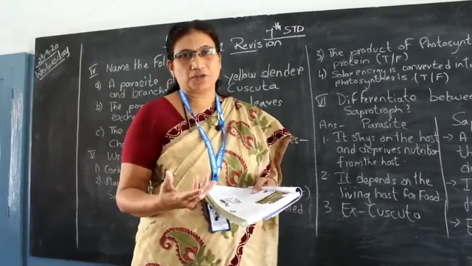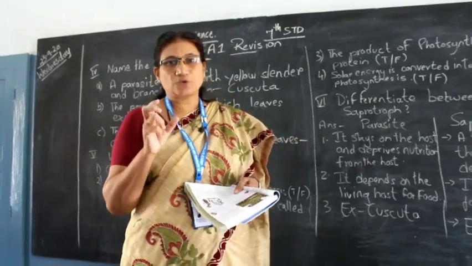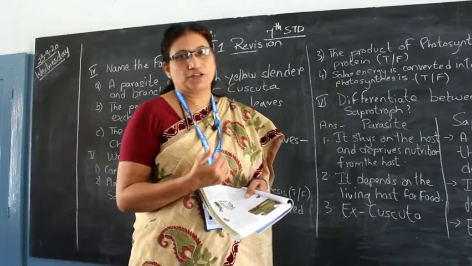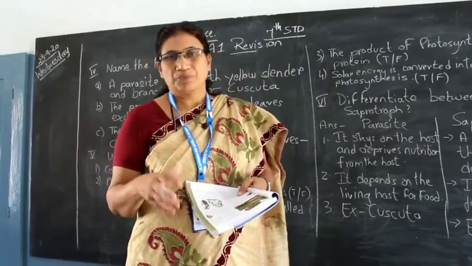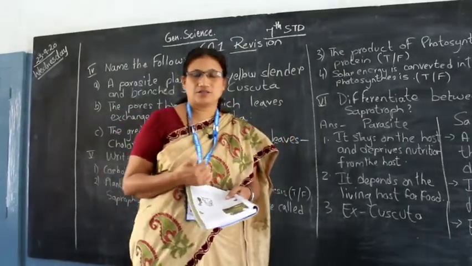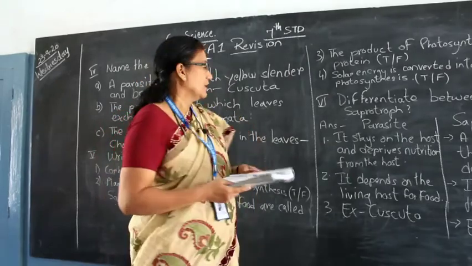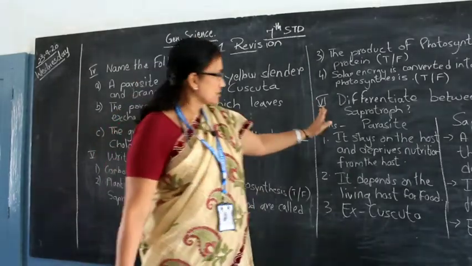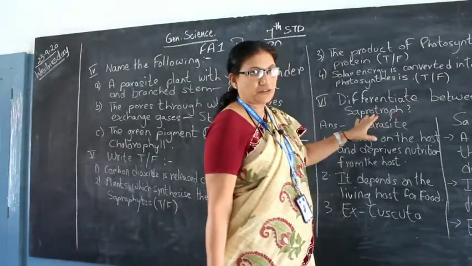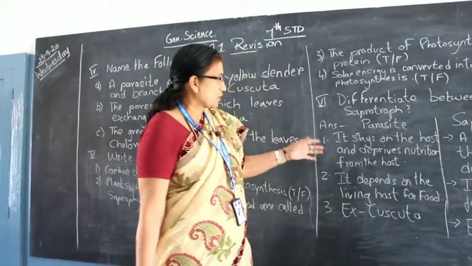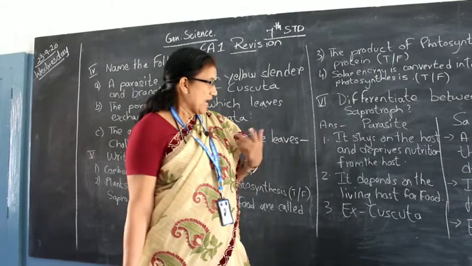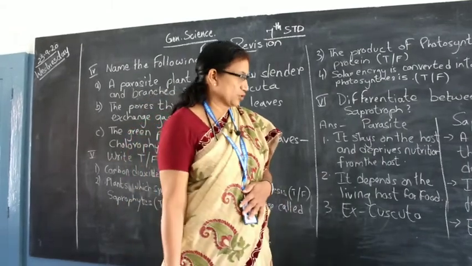A human being is a living organism. So parasites are those organisms which live on a host to derive their food for themselves. They take the food from the host. The host obviously eats food, and these parasites take food from the host body. In the same manner, here in this 6th main, I have given: differentiate between a parasite and a saprophyte. Parasites, children, stay on the host and derive nutrition from the host, and they depend on the living host for food.